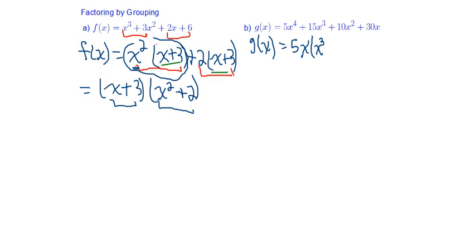And then we'll take 15x cubed and divide it by 5x. 15 divided by 5 will give us a positive 3. X cubed divided by x will be x squared. And we'll just keep going. So 10x squared divided by 5x will be positive 2x. And then 30x divided by 5x would be a positive 6.